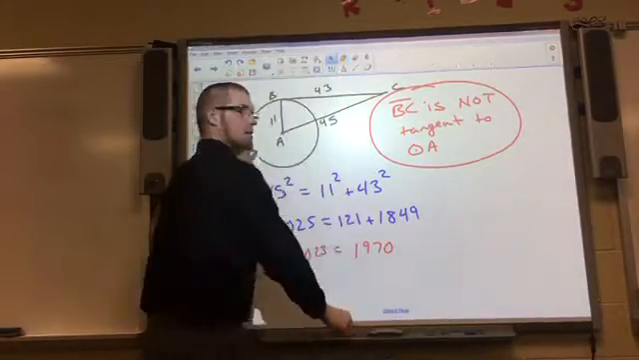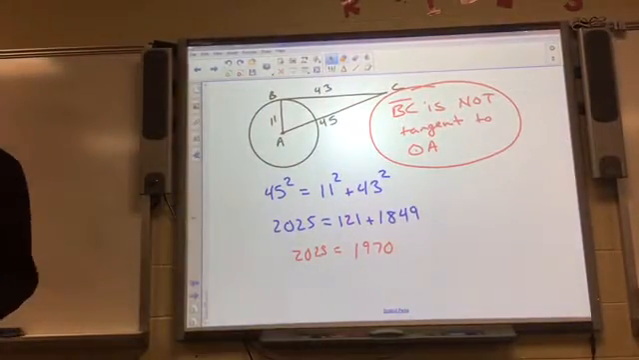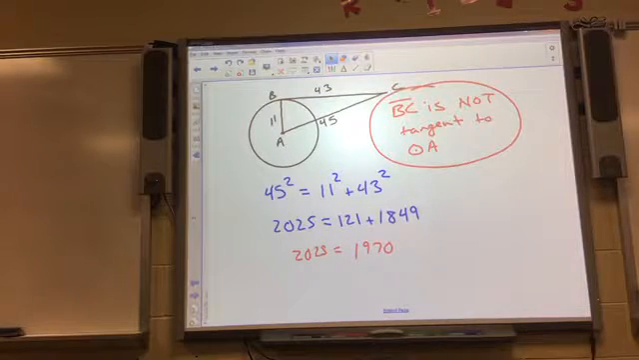Can everybody agree with that? Based on our theorem, right? To be tangent, it would have to form a right angle.